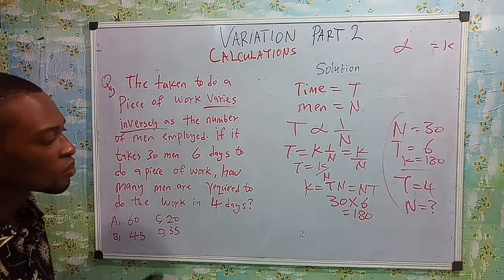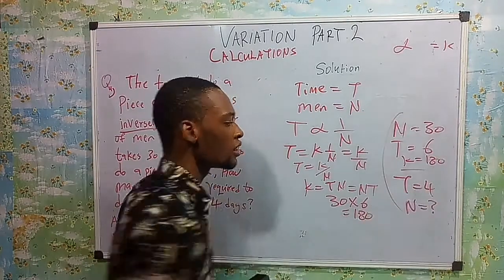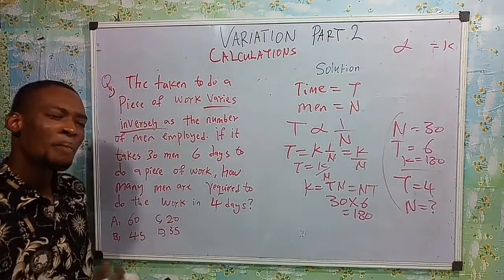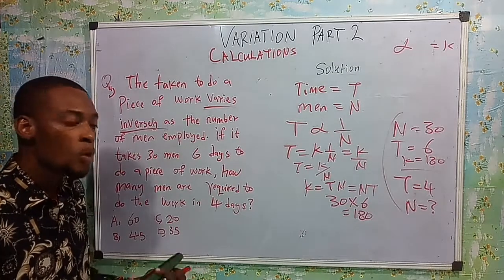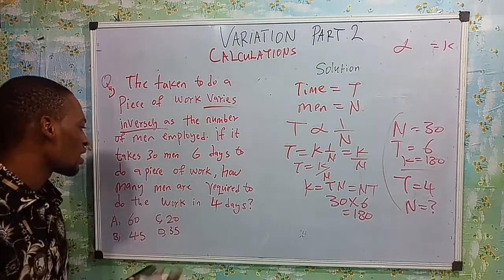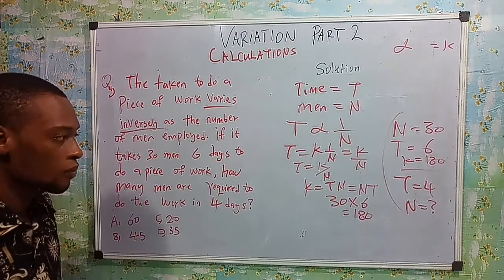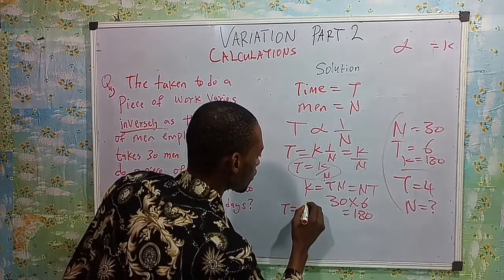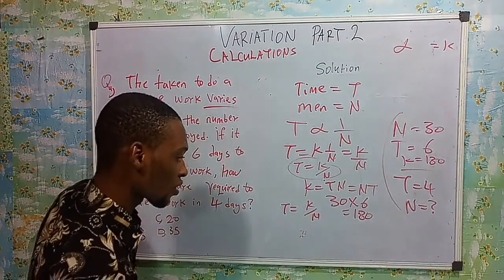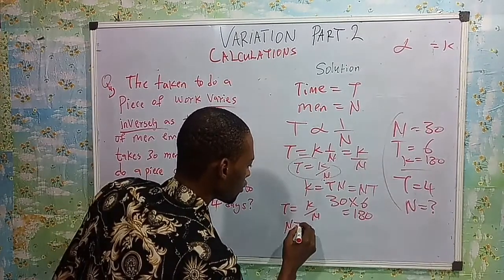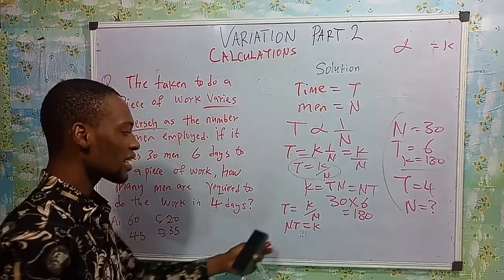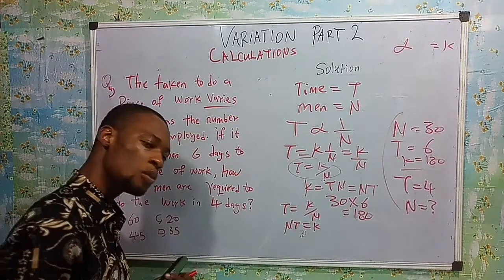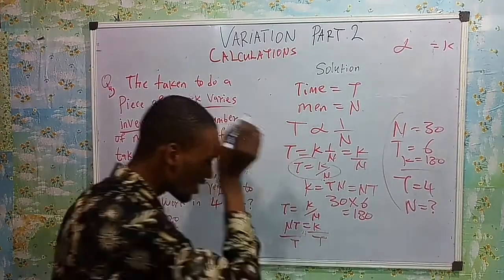Now, let's look for the number of men to do the work. Here it takes 4 days to do the work, and the constant is 180. So how many men are required to do the work in 4 days? So from here, T equals K over N, right? When you cross multiply, N T equals K. To make the number of men the subject of the formula, which we are looking for, we divide both sides by T, just like we've been doing.